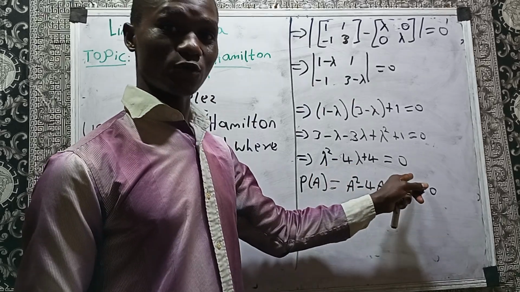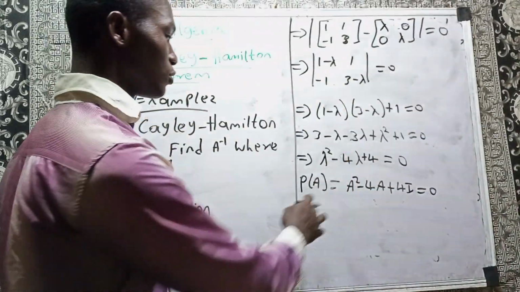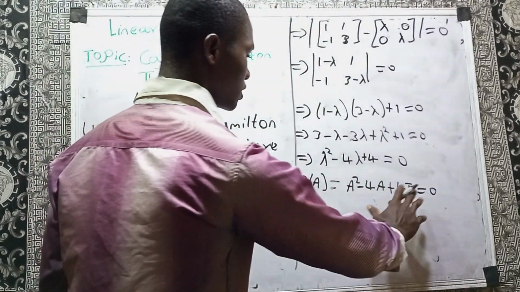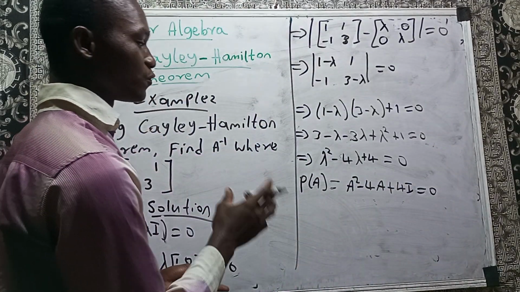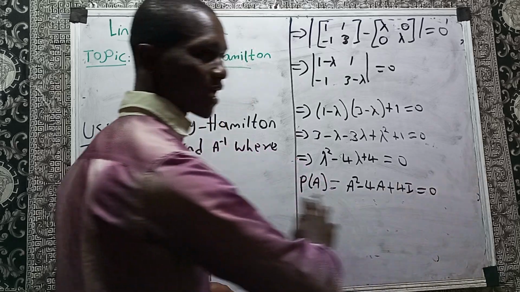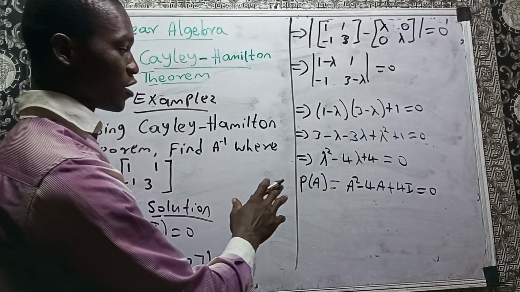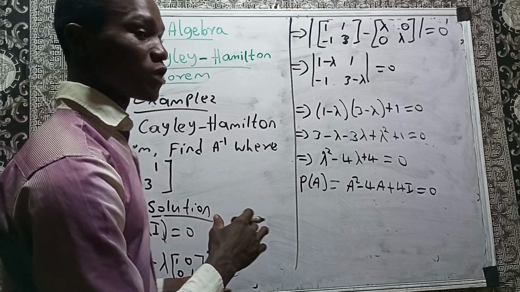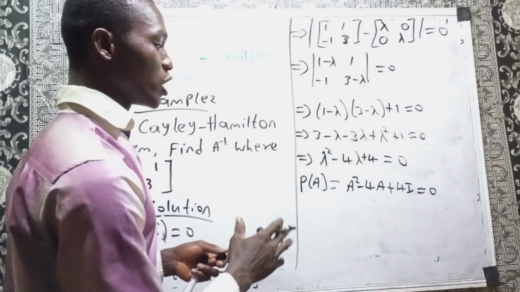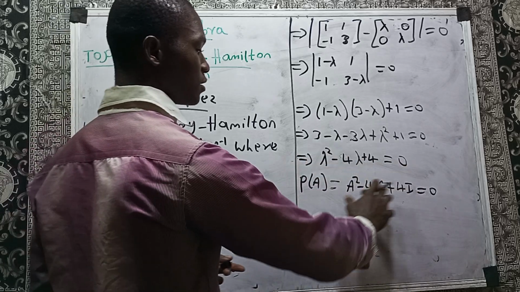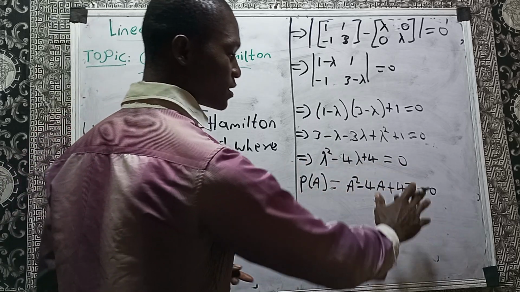It's supposed to satisfy this equation by Cayley's theorem. So we now use this Cayley theorem, this knowledge, to find A inverse. For you to do that, you multiply both sides. Whenever you want to find the inverse of a square matrix using Cayley's theorem, when you have gotten the characteristic equation, you have substituted A for lambda, and by Cayley's theorem this equation will be satisfied.